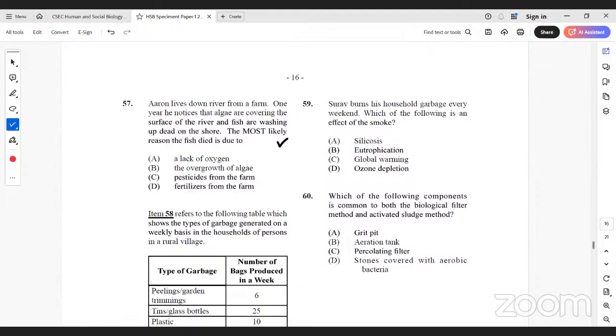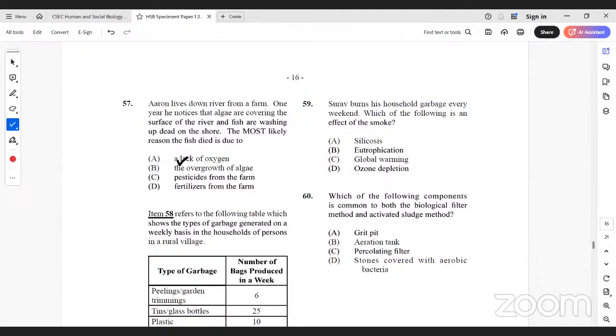57. Aaron lives downriver from a farm. One year he notices that algae are covering the surface of the river and fish are washing up dead on the shore. The most likely reason the fish died is due to what? Why are fish dying? What could cause the fish to die? A lack of oxygen, the overgrowth of algae, pesticides from the farm, fertilizers from the farm.